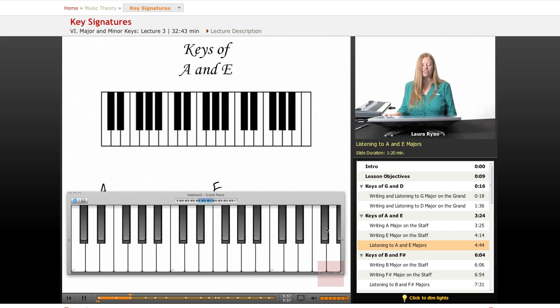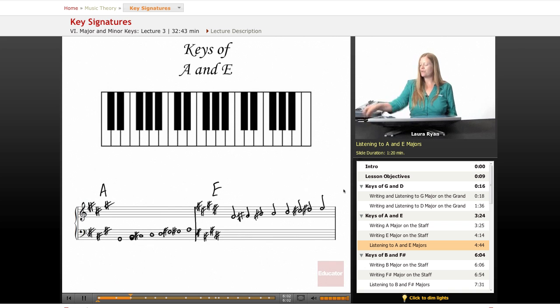Okay, so we just finished up E with 4 sharps. Moving on.